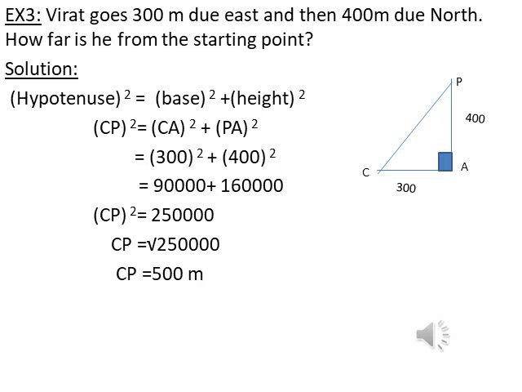Then 400 square. When a number ends with a 0, it becomes easy to find the square. Here the square of 4 is 16. Now these 2 zeros become 4 zeros. The answer is that the square of 400 is 1,60,000. Now add both. After adding both, we conclude that CP square is 2,50,000. We don't want CP square, we want CP. So we have to take the root of 2,50,000. So CP is the root of 2,50,000.